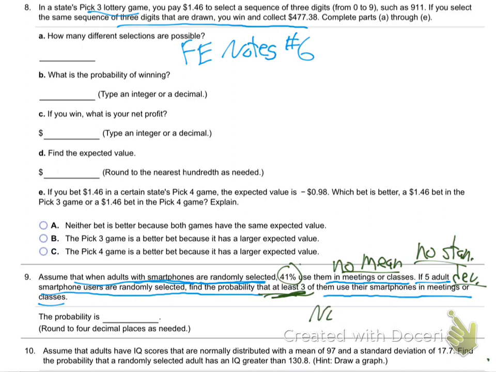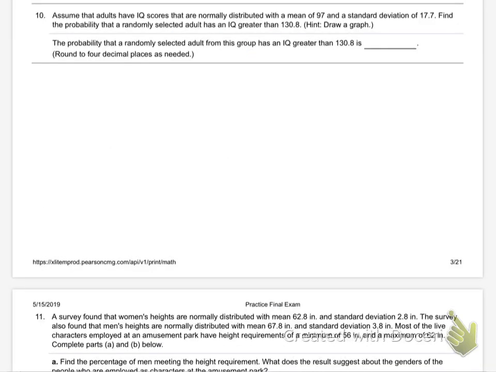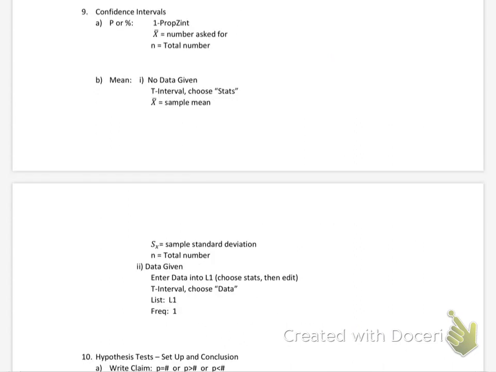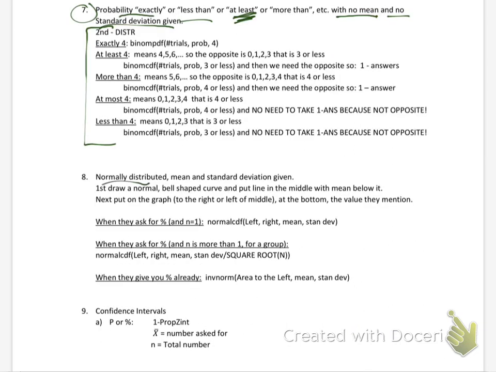So this is notes number 7. Final exam, notes number 7. Number 10: assume that adults have IQ scores that are normally distributed with a mean. Now we're mentioning a mean and a standard deviation. Find the probability, and so on. So let's go back to the notes. Normally distributed, mean and standard deviation given, that's us.